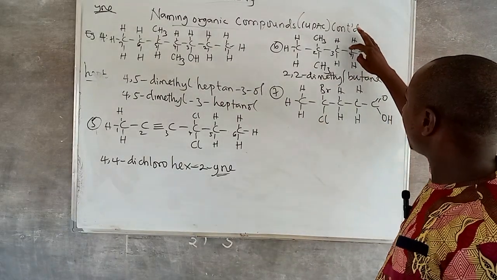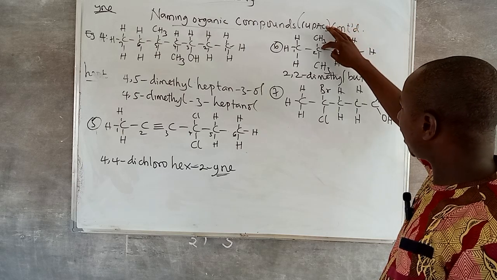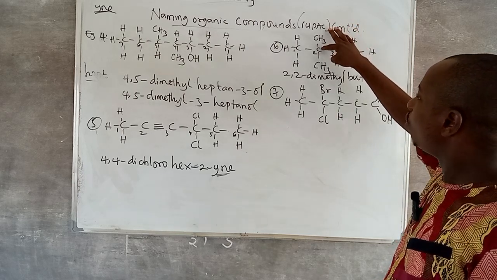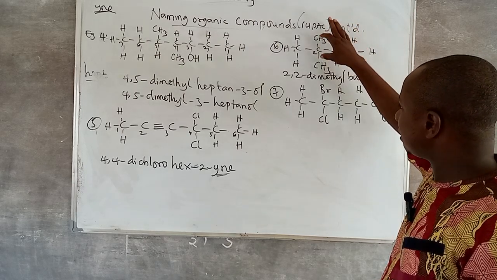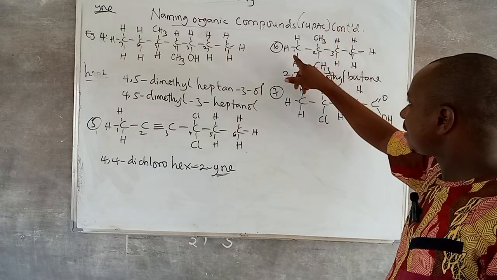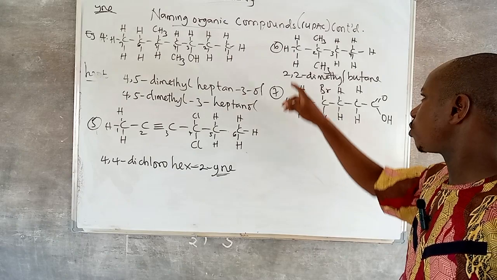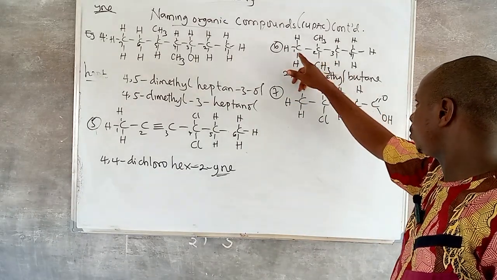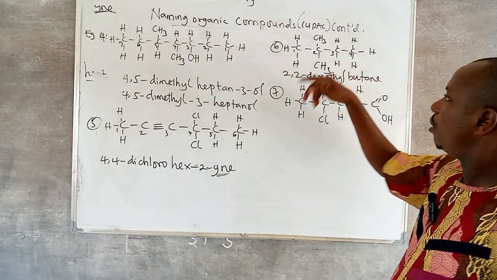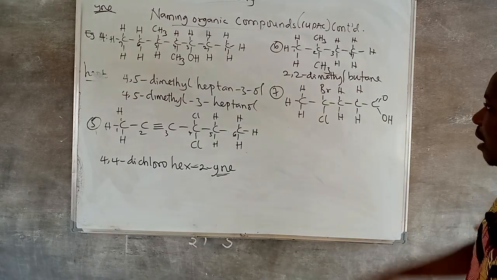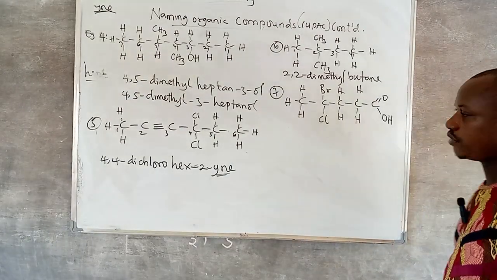If I start here to number, it would have been 1, 2, 3. Carbon number 3 will be the one carrying these methyl groups. But if I start here, carbon number 2 will carry the methyl groups. So the closest number is 2. That was why I started from the front to number. Okay, 2,2-dimethyl butane. Let's check example 7 on the board.